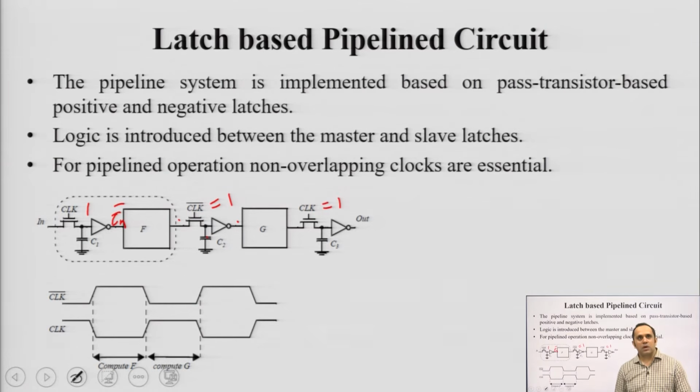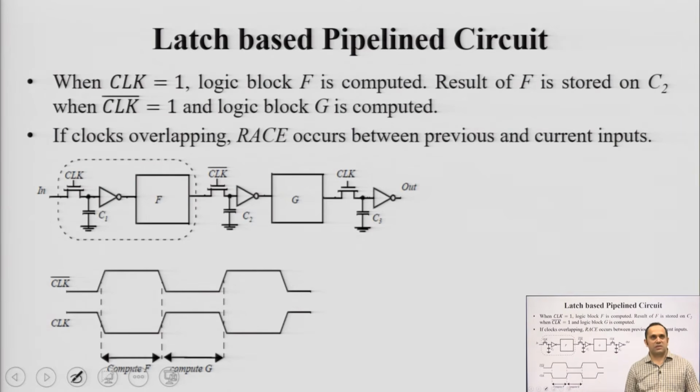Now, the requirement is that the clock should be non overlapping. Whenever there is overlap between the clocks, it is possible that the race between previous and present inputs will occur. So, the condition for this latch based pipelined circuit is that the clocks should be non overlapping, right. Again, this is just showing you what I have just explained now. When clock is 1, block F gets computed, result of F is stored on C2, and when clock bar goes to 1, logic block G is computed. If clocks overlap, then there is a race condition between previous and current input. So, this is a latch based approach of obtaining pipelining, right.